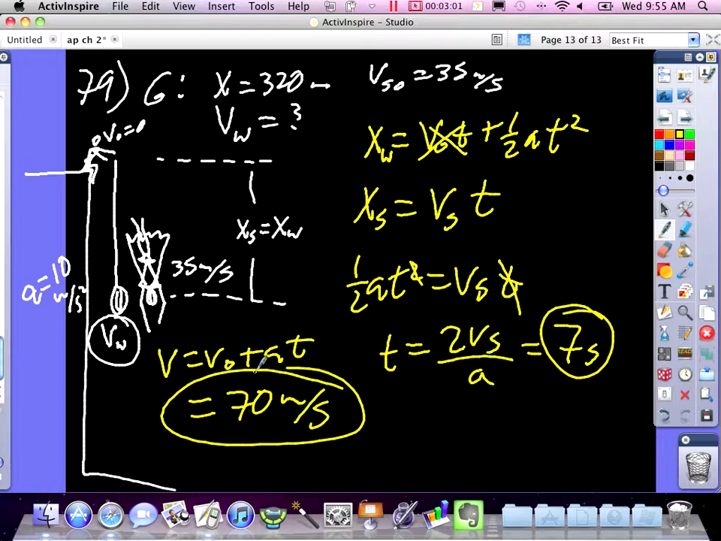What do you get for v0? 0? Yeah, because this v0 was for the watermelon. Its initial velocity was 0. Oh, okay, because somebody dropped it. Then why is it 70 meters per second? Wouldn't it be negative 70 meters per second because it's going down?